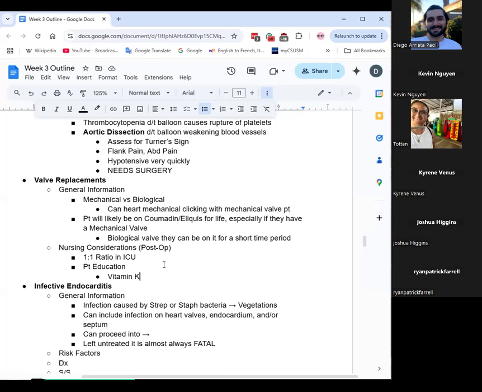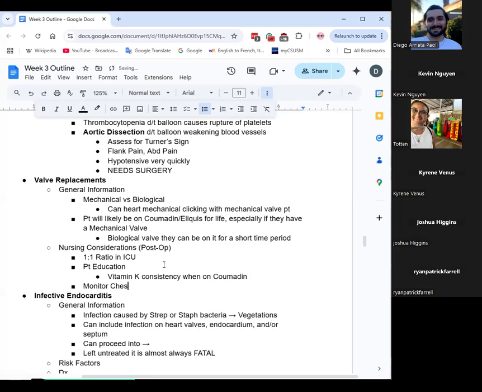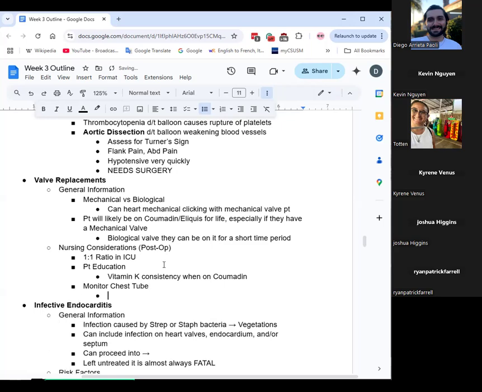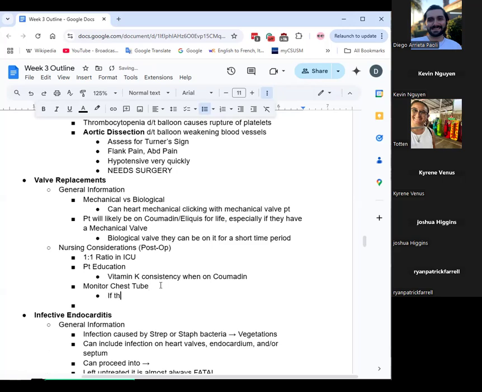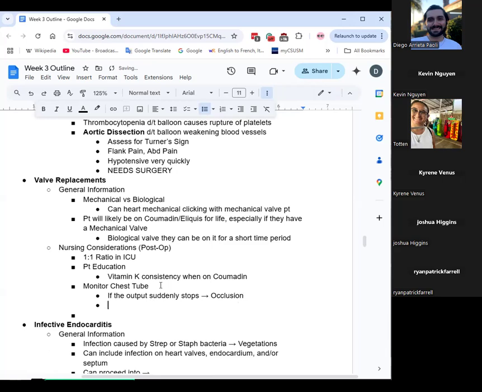So we said vitamin K consistency when on Coumadin. We said monitor the chest tube. So what are you monitoring for in particular? What are some things about the chest tube that you want to keep in mind? And what else did we mention? Essentially, if the output suddenly stops, that's potentially occlusion and potentially a clot. The first few hours, you'll see a lot of drainage. How about when it starts to stabilize? When do we want to call the doctor?